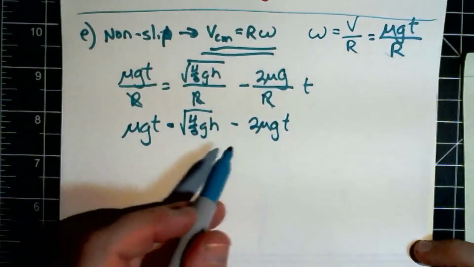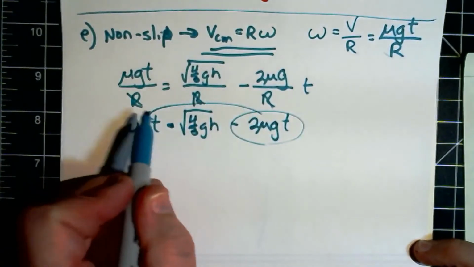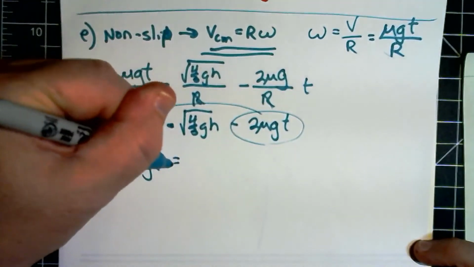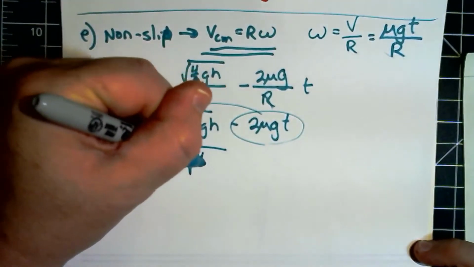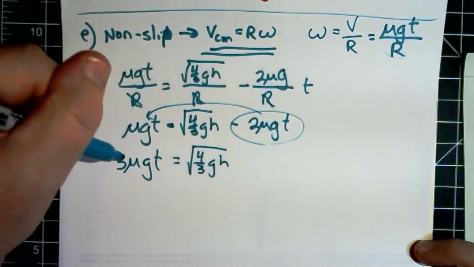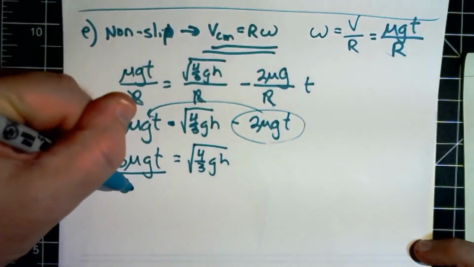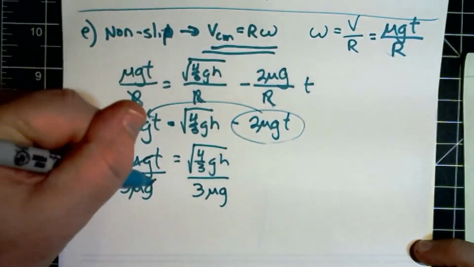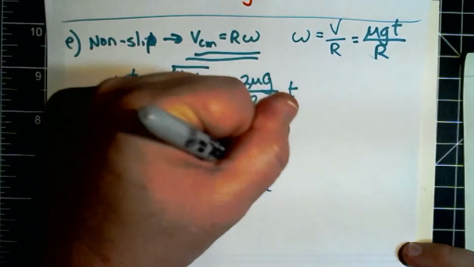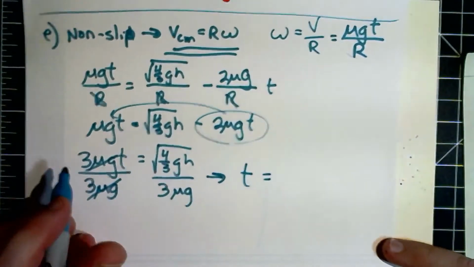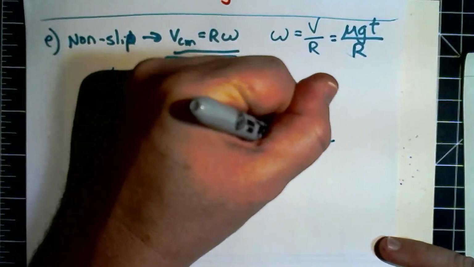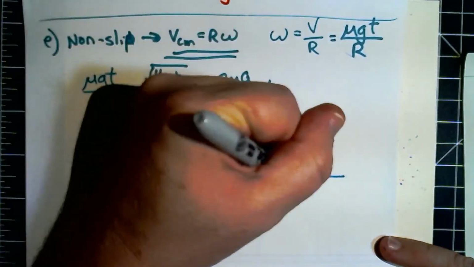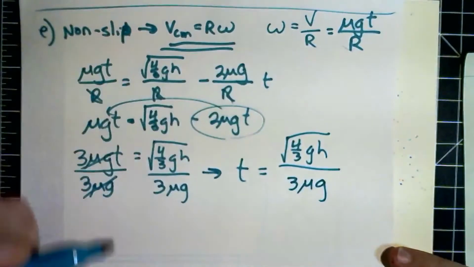And so if I want to solve for time, I got to move this to the left hand side. So we'll have 3 mu gt is equal to the root of 4/3 gh. And I just got to divide by 3 mu g. And so that means our solution for the time at which it no longer slips is root 4/3 gh divided by 3 mu g.